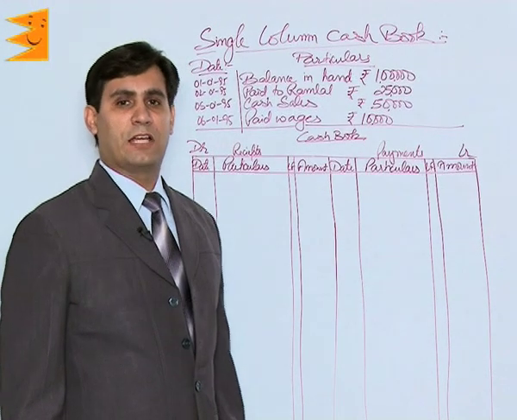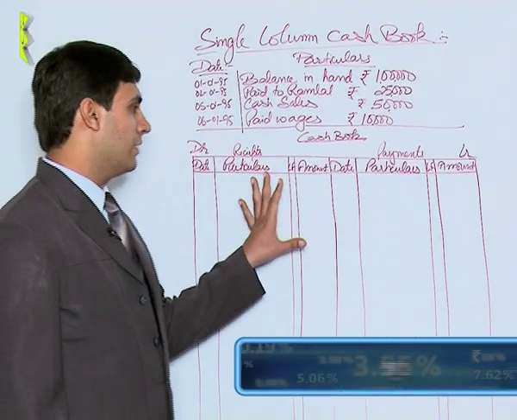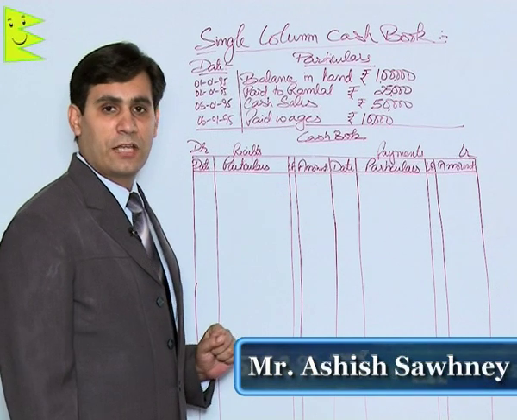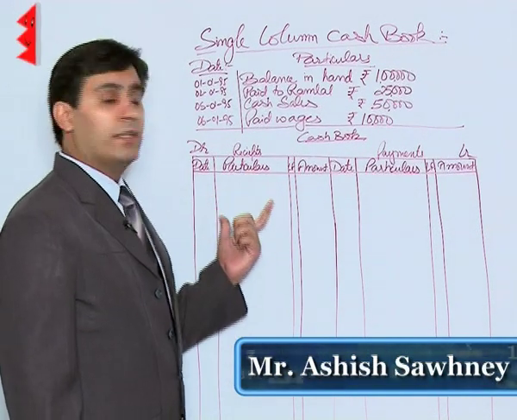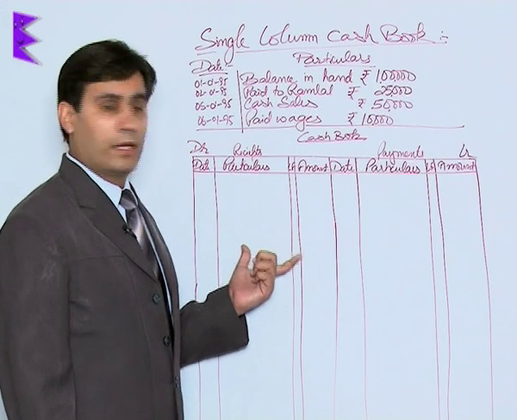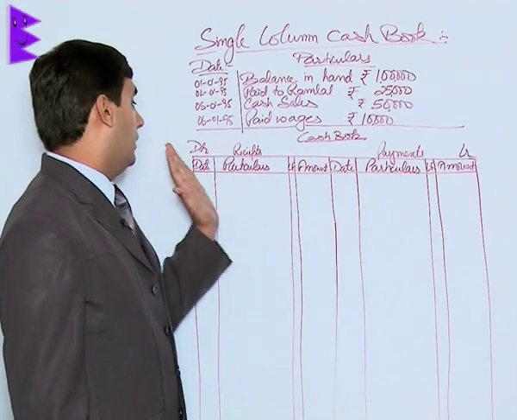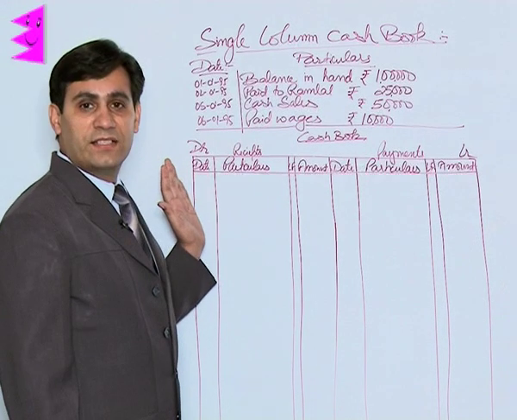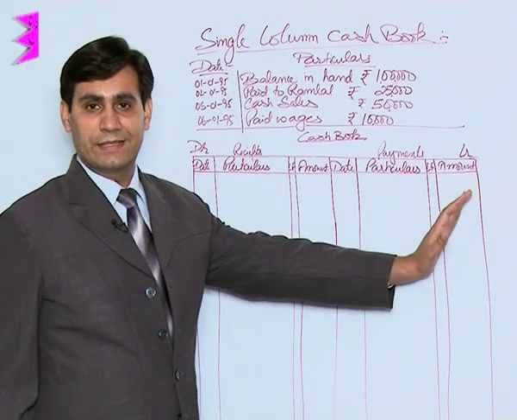Starting with single column cash book. Now students, here is the format of single column cash book. Again, the format is almost similar to a ledger. In a ledger, there are two sides. One is the left hand side, the debit side, and the right hand side is the credit side.